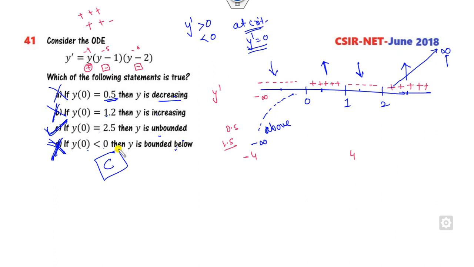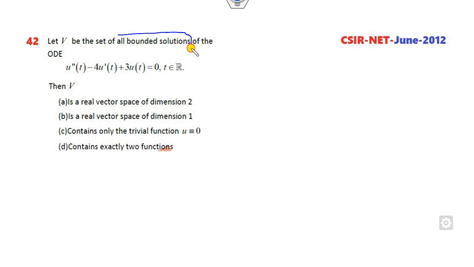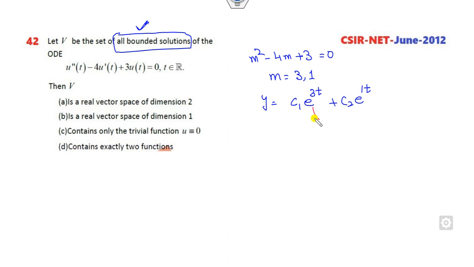Okay, let V be the solution of this. Which of the following is a bounded solution? Remember, this is the major question. So I can write this as the auxiliary equation, so the roots are 3 and 1. So the solution will be C1 e raised to power 3t plus C2 e raised to power t. Now clearly this is unbounded.